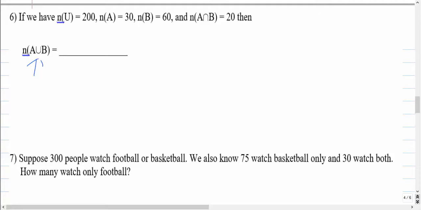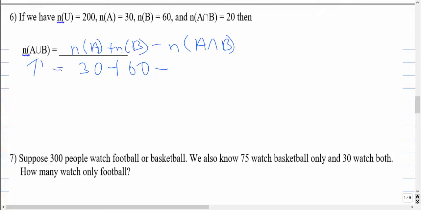It may or may not work. I might have to use a Venn diagram. So, what I'm going to do is try the formula. Number of elements in A plus the number of elements in B minus the number of elements in A and B. Hopefully I have all that information. I have the number of elements in A. I have the number of elements in B. I also have the number of elements in A and B. So the formula works. Very easy problem. 90 minus 20 is 70.